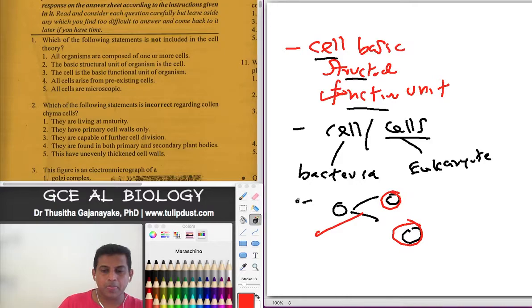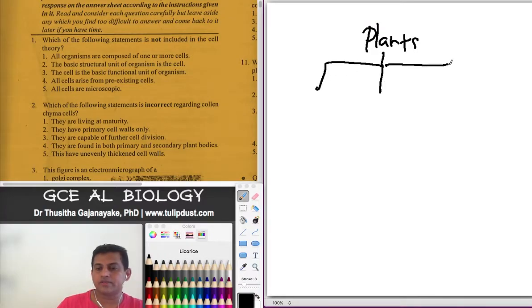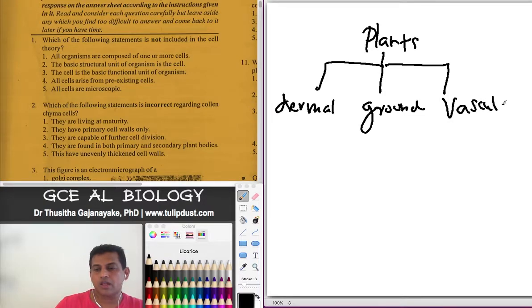Next one. Which of the following statements is incorrect regarding collenchyma cells? Right, just to come to that one, in plants basically we have three different kinds of tissues. That's dermal tissue, the ground tissue, and vascular tissue.